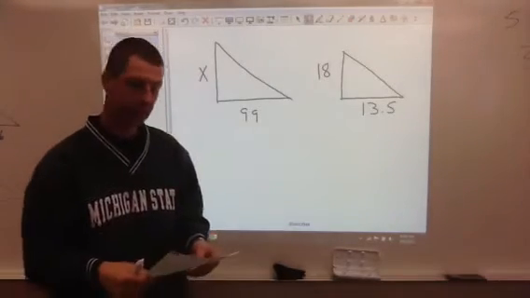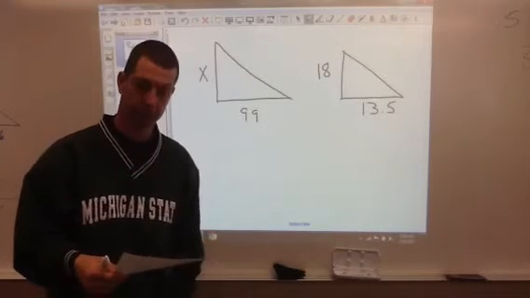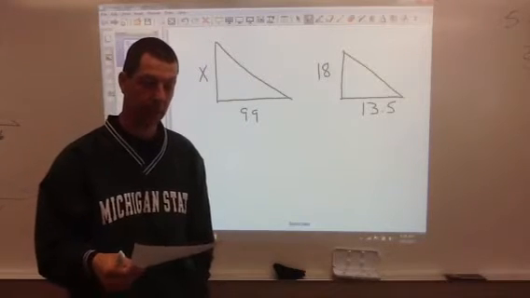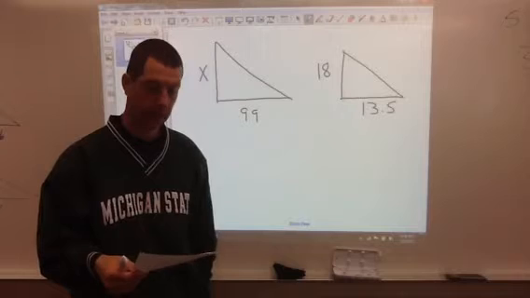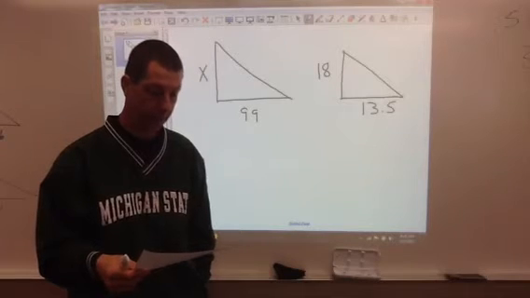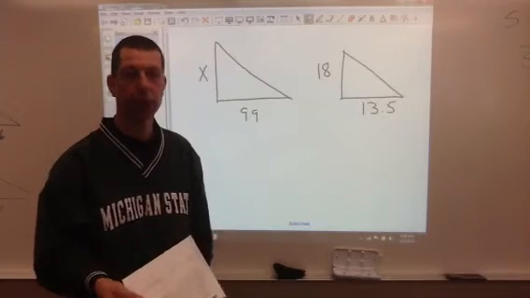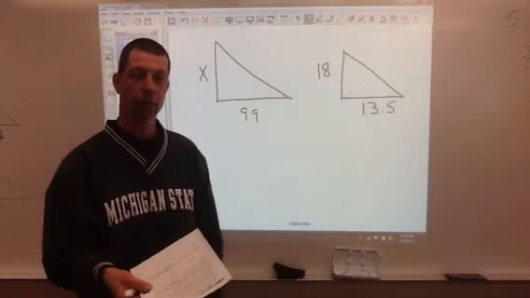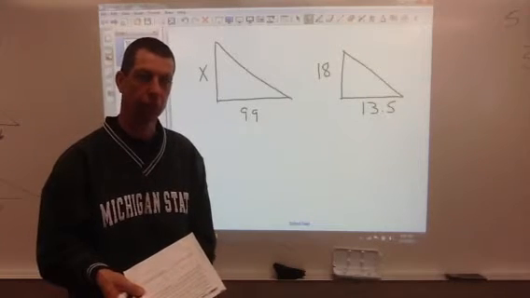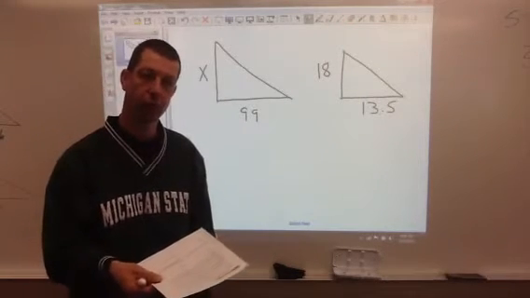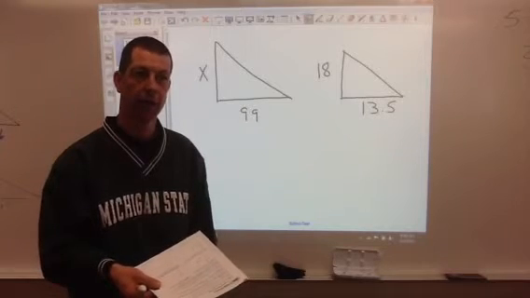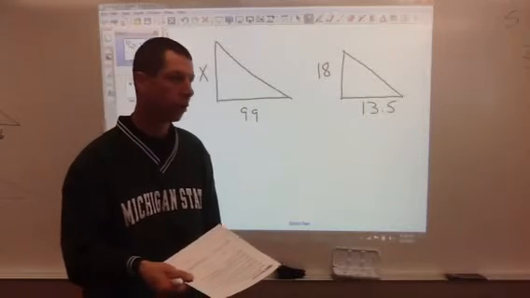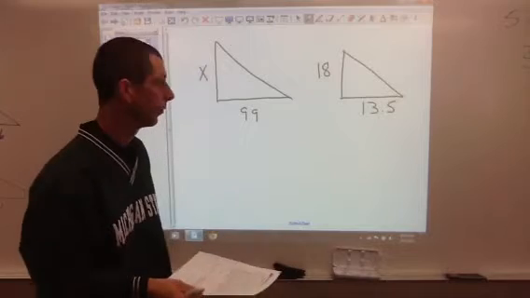Okay, what we're going to look at today is indirect measurement. This is from Chapter 6, Section 9, and these problems are done in basically two ways. One way is what's called shadow reckoning, and it's using shadows in similar triangles to find distances. So let's take a look at one of those type of problems first.